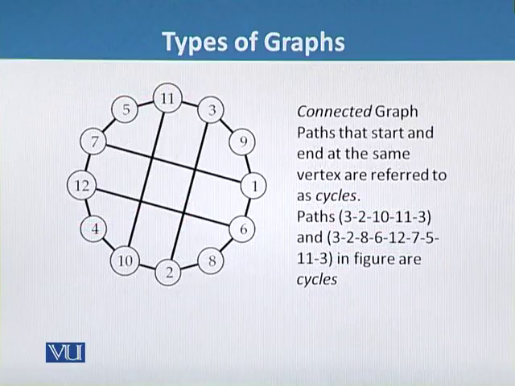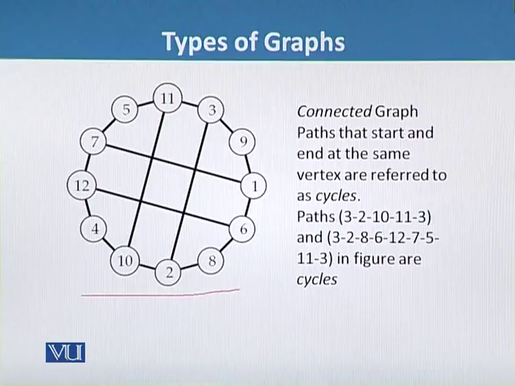Second is the connected graphs, and a graph is called connected if all pairs of vertices can be connected by a path, which is a continuous sequence of edges where each successive edge begins where the previous one left off. So in this cyclic graph, we can see that there are many cyclic paths present. Another characteristic of this graph is that when we start from one point, we end up at the same point.